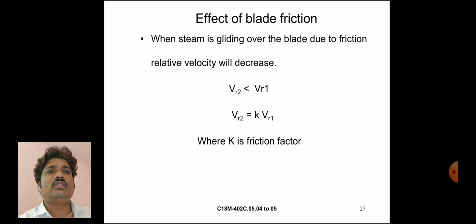When steam is gliding over the blade, due to friction, relative velocity will decrease. VR2 is less than VR1. VR2 is equal to K VR1, where K is the friction factor.